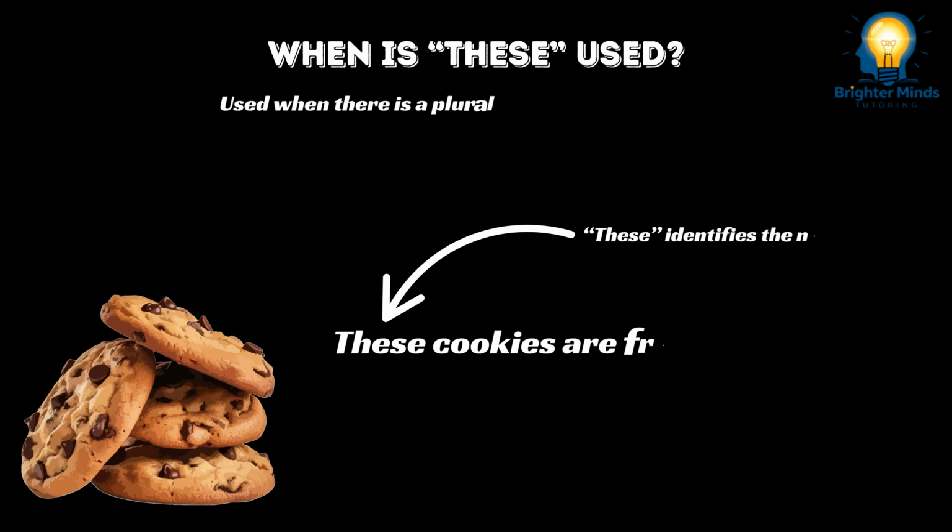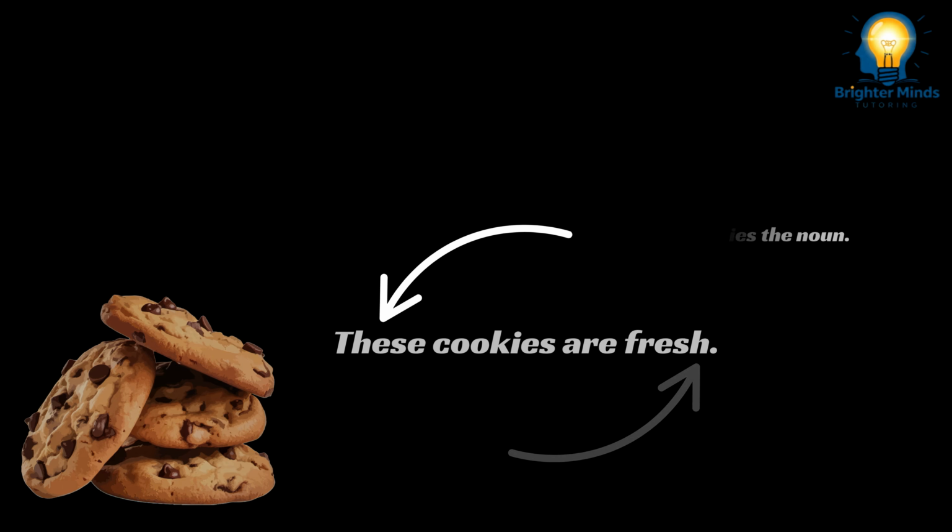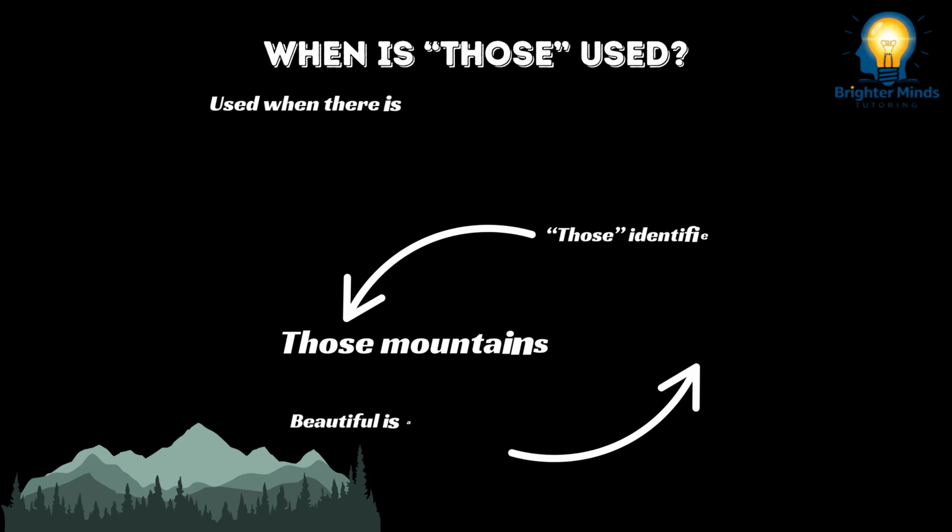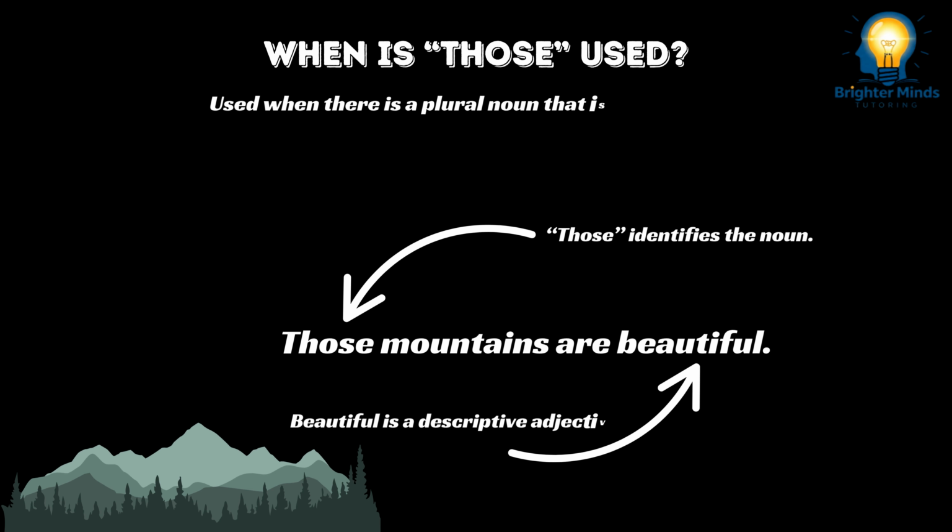These is used for plural nouns that are near, like these cookies are fresh, and those for plural nouns that are farther, like those mountains are beautiful. Demonstrative adjectives help us be clear when identifying objects or people in conversation.